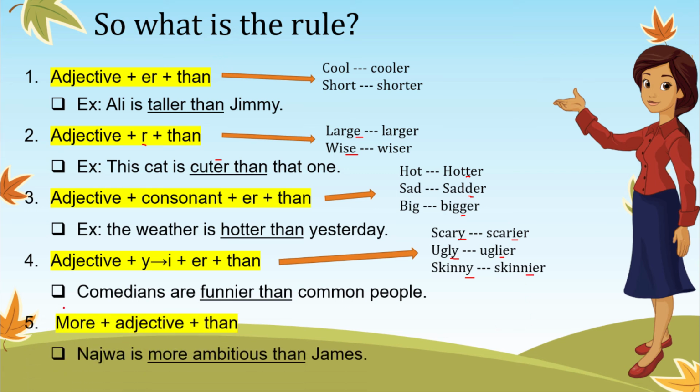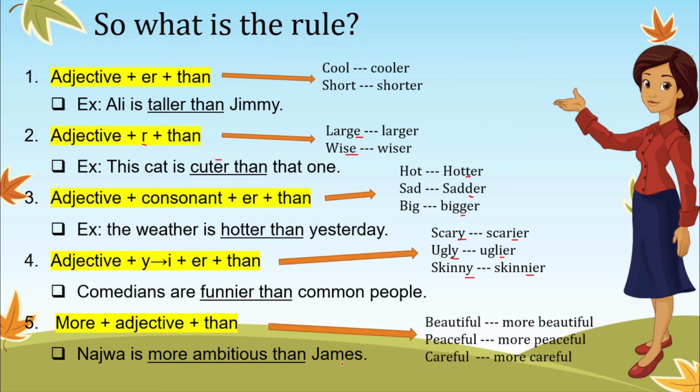And the last one is more plus adjective plus than. We said that we use this only with long adjectives. Ambitious, beautiful, interesting, long adjectives. Example here, Najwa is more ambitious than James. Other examples include beautiful, more beautiful. Peaceful, more peaceful. Careful, more careful. Good, let's move on.